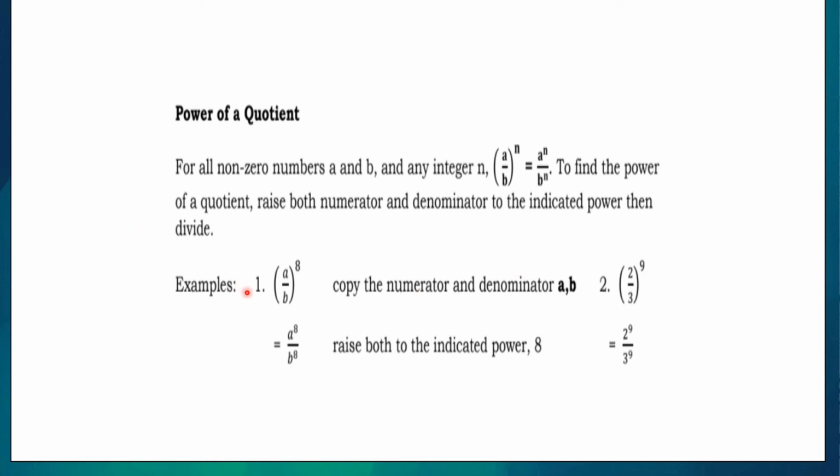Example number 1. a over b to the power of 8. We just distribute 8 to the numerator and the denominator. So a to the power of 8 over b to the power of 8. Also in number 2, 2 over 3. So we just distribute it again. 2 to the power of 9 and 3 to the power of 9.